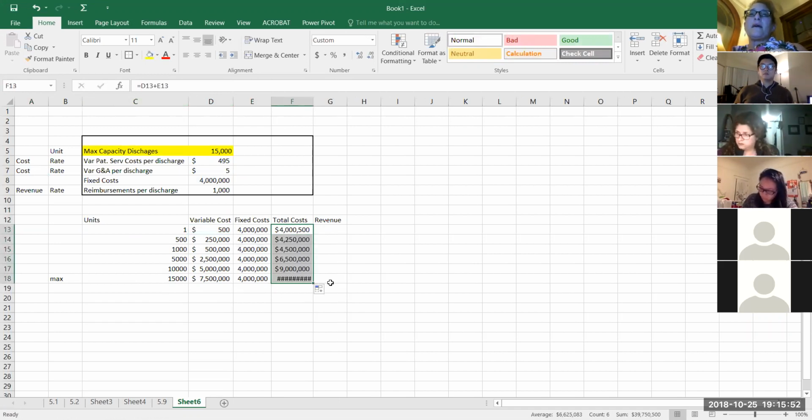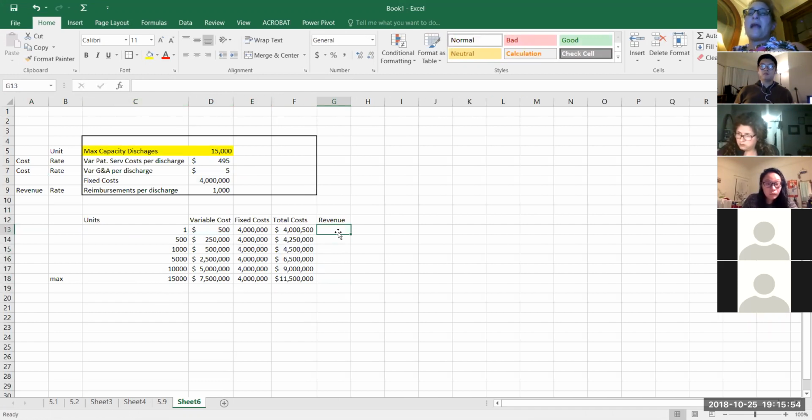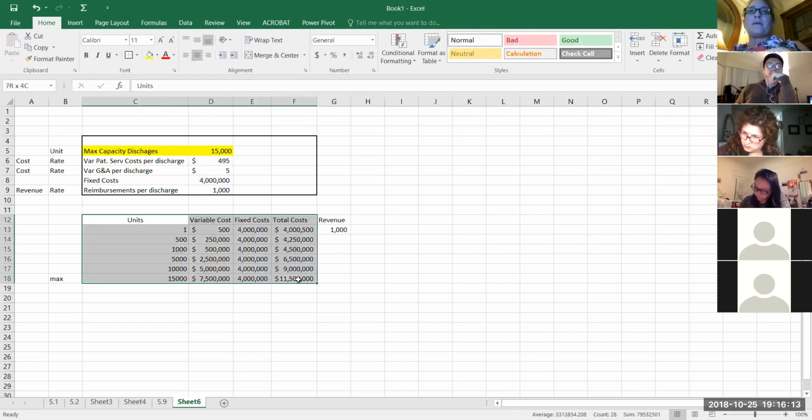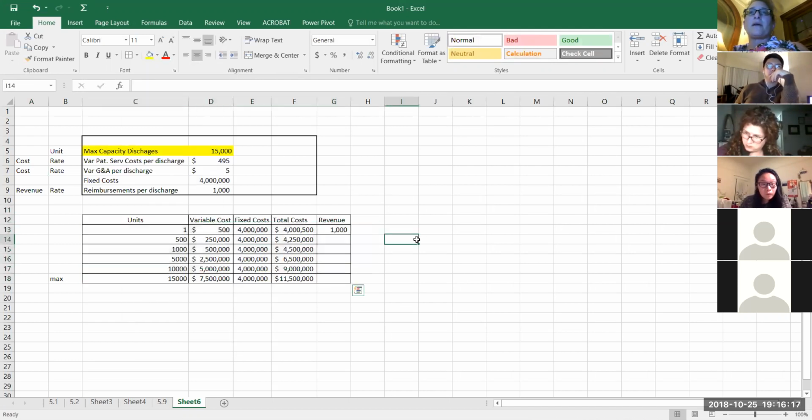So now I can see, and last but not least, I'm going to add my revenue in. Again, I know that I get $1,000 for every discharge. I'm going to multiply that times my units, which are in this column over here. And maybe I will make that a little bit easier to see, and maybe I'll also make my table a little easier to see. Okay, make it like that.